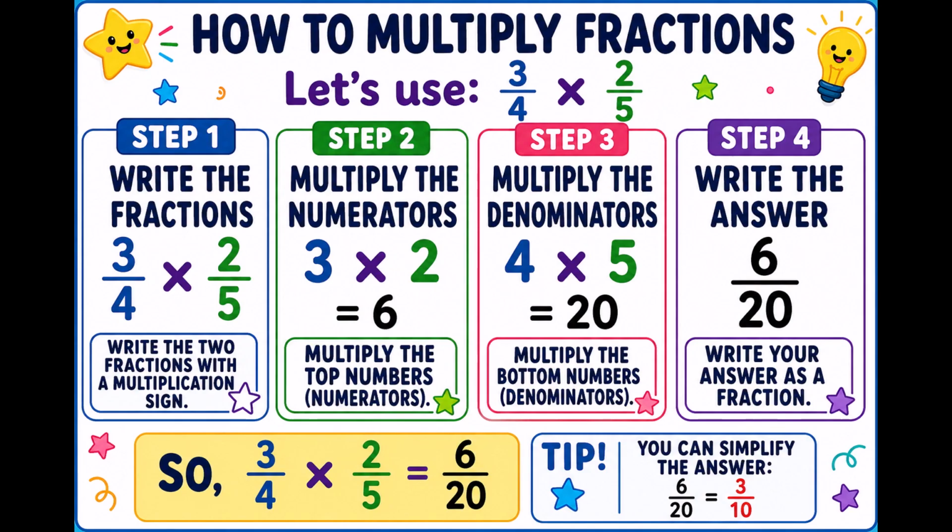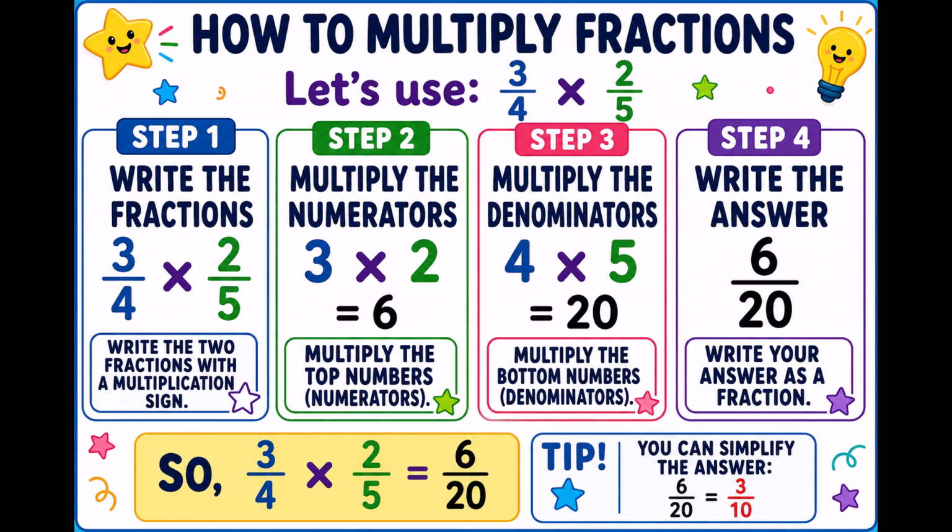How to multiply fractions. We're going to learn how to multiply fractions. Multiplying fractions is easy because we multiply the top numbers, the numerators, together and the bottom numbers, the denominators, together. So let's look at the example 3/4 times 2/5.